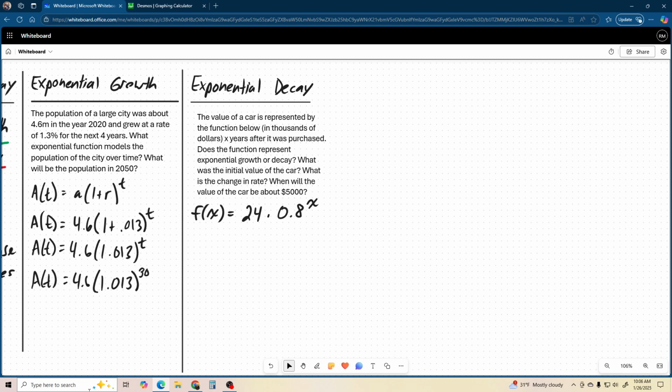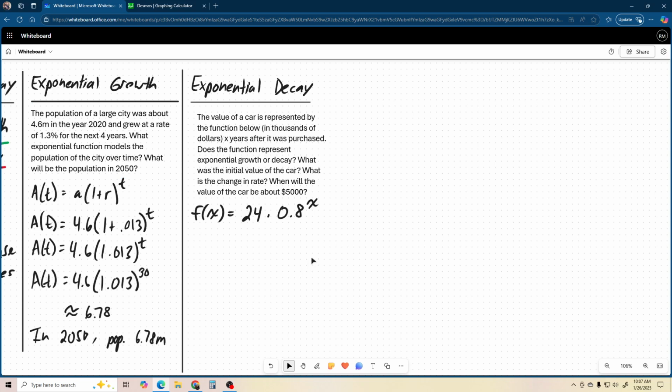Now all you have to do is plug this into your calculator. I went ahead and saved you the trouble here. This is going to equal approximately 6.78. So what this is saying is that in 2050, the population will be 6.78 million. In other words, we increased by 2.18 million people over the course of 30 years. And you notice the rate wasn't that crazy, so that kind of makes sense.